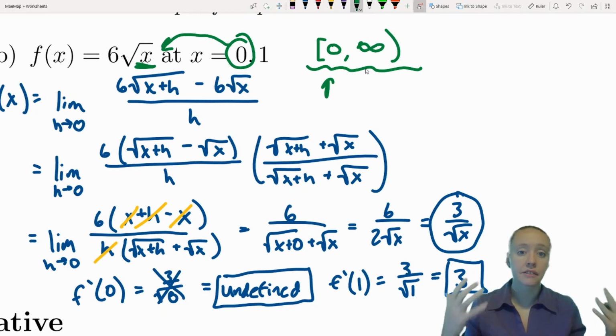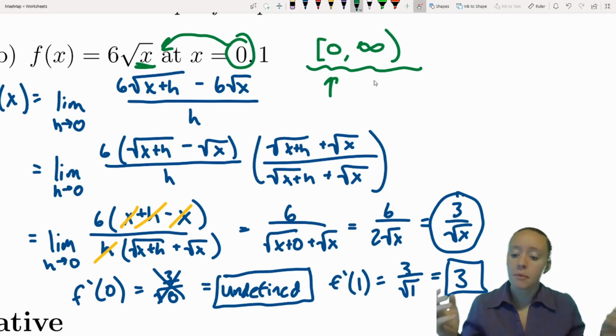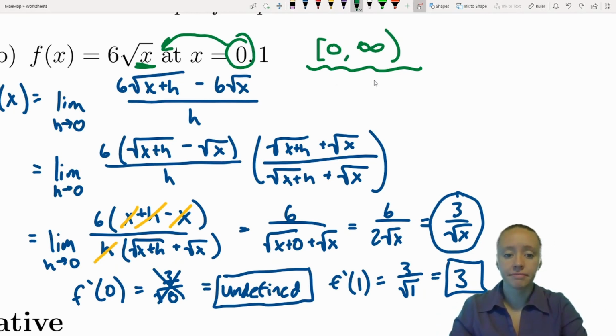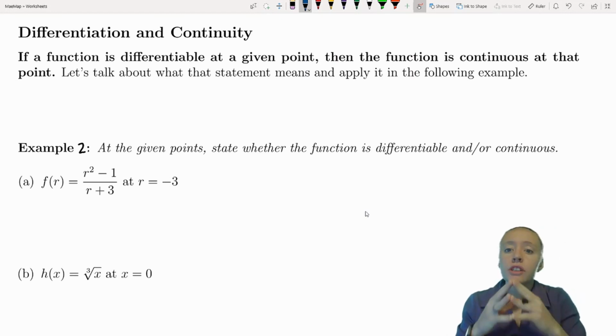Therefore, it's undefined. Now, later in this example video, we're going to go over differentiation and how that relates to continuity. So we'll go over this type of example more in depth and why the derivative is undefined. But for now, let's continue on. So let's go ahead and actually talk about that now. So differentiation and continuity, how do they relate?